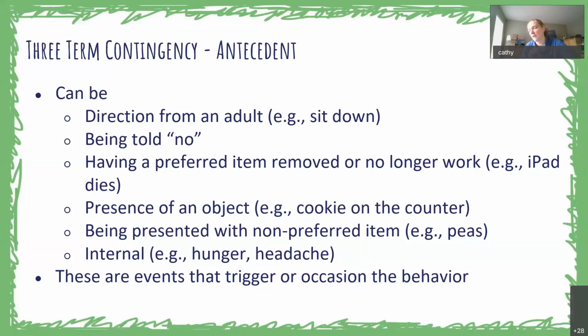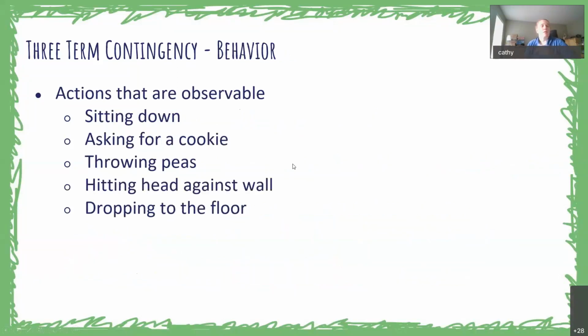So when you're thinking about a problem behavior that you're trying to manage, you always want to know what tends to occur before that problem behavior is emitted by your child. So what's happening in the environment, what's being said to them, what's happening around them that could potentially be triggering that behavior.